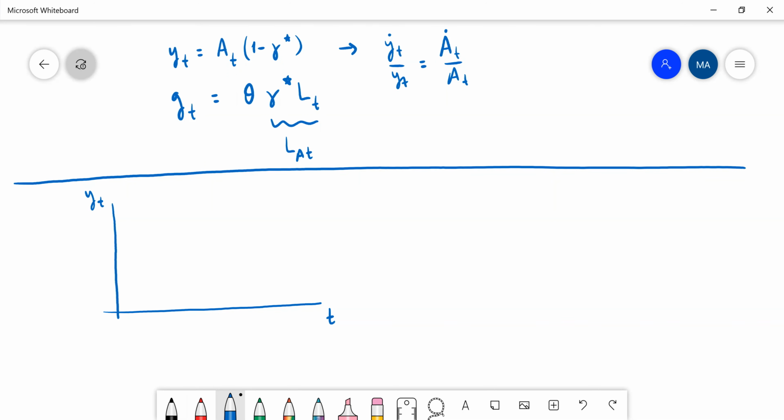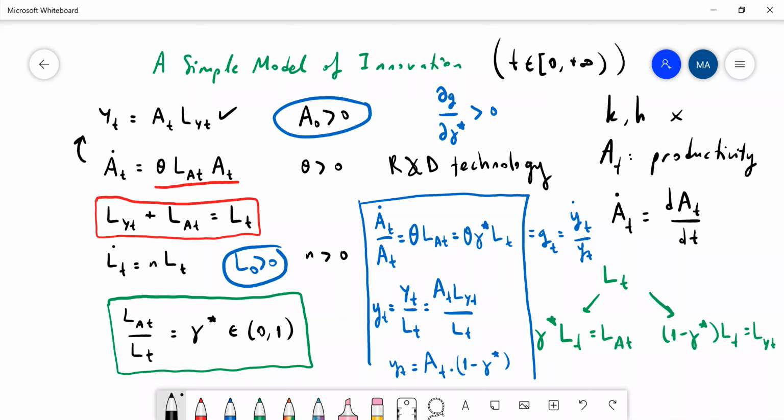No. Let me show you. This is what you have, right? The aggregate GDP is equal to A_T times L_YT, right? Now I'm dividing this with L_T to get GDP per worker. Okay. Now the ratio of L_YT to L_T is 1 minus gamma, right? You get it now? Okay.